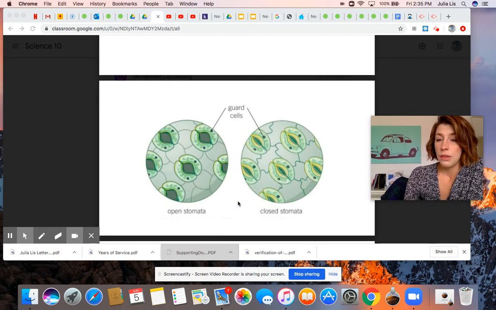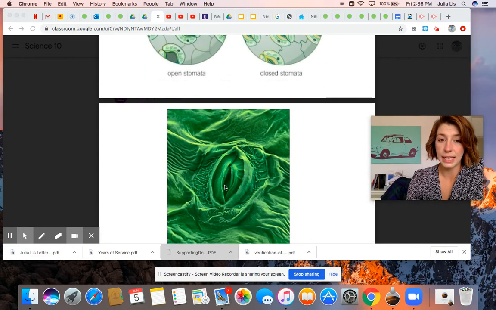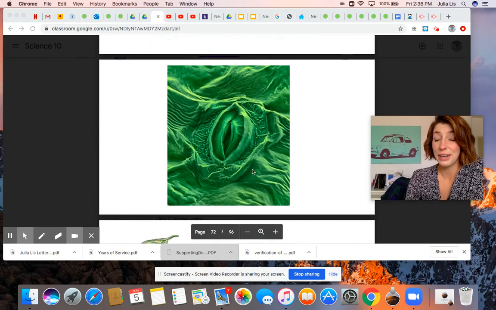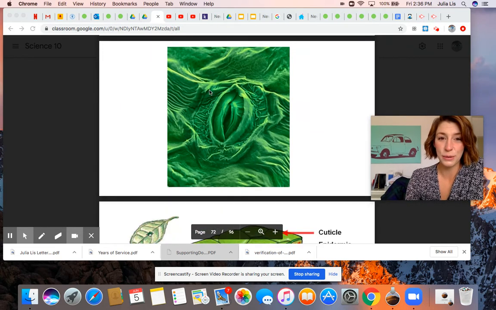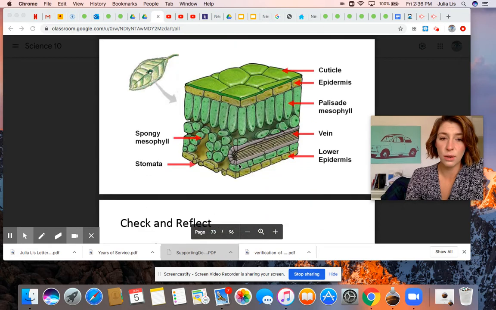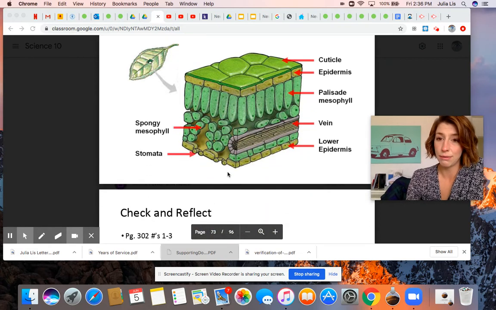They will also open and close at different times of the day. Typically, they'll stay closed during the day when it's really hot in order to ensure that they're not losing too much water or too many vital gases. And they'll open at night for optimal carbon dioxide intake. They look kind of funny, but those are the stomata, and they're always located at the bottom of the leaf.